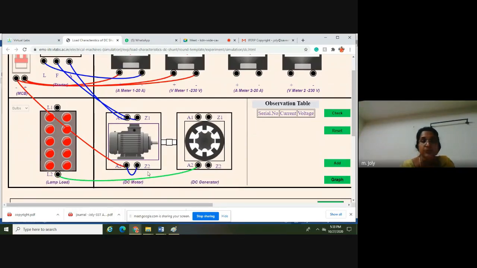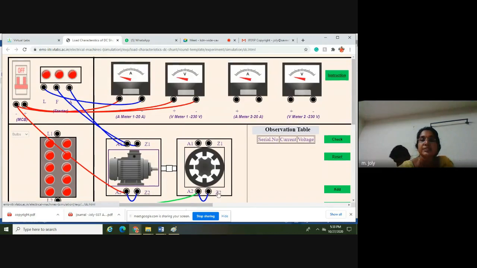Then A2 of generator to Z2 of generator. Then Z2 of generator to voltmeter 2 negative. Just drag it like this. Then Z2 to voltmeter 2 negative terminal. Okay, so up to here we have done.